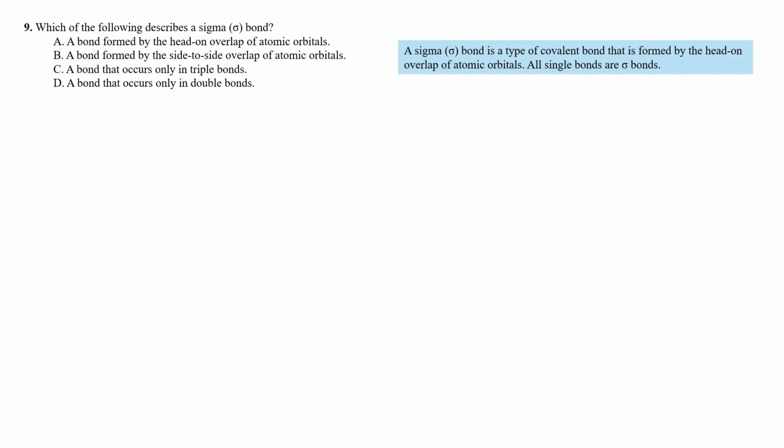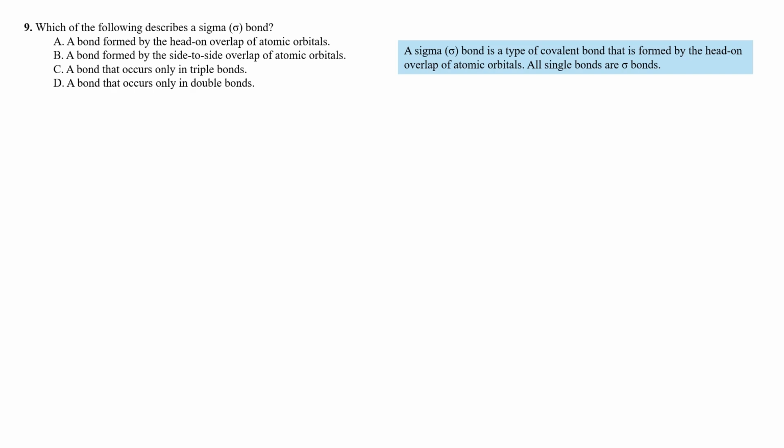A double bond contains one sigma and one pi bond, and a triple bond contains two pi bonds and one sigma bond. Now let's move on to the answers. First answer, a bond formed by the head-on overlap of atomic orbitals. So that is the correct definition for a sigma bond.